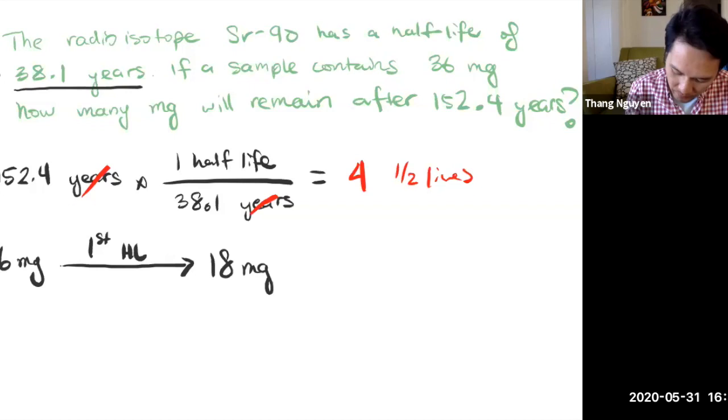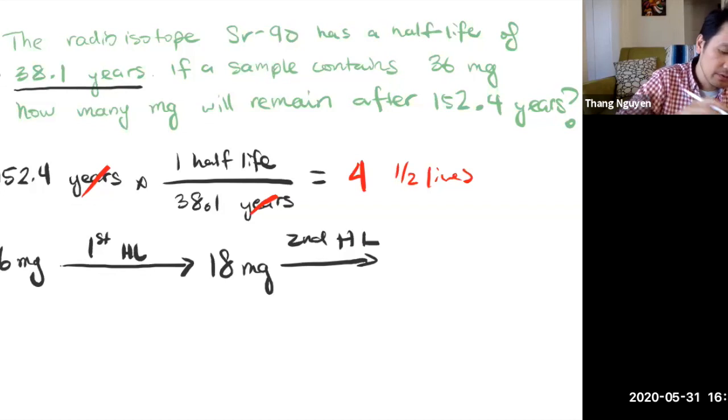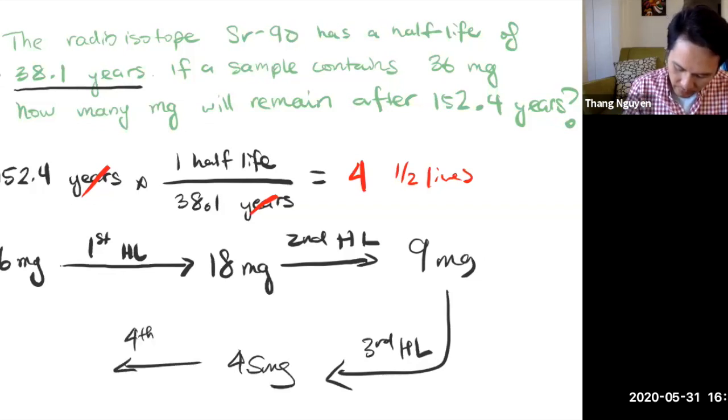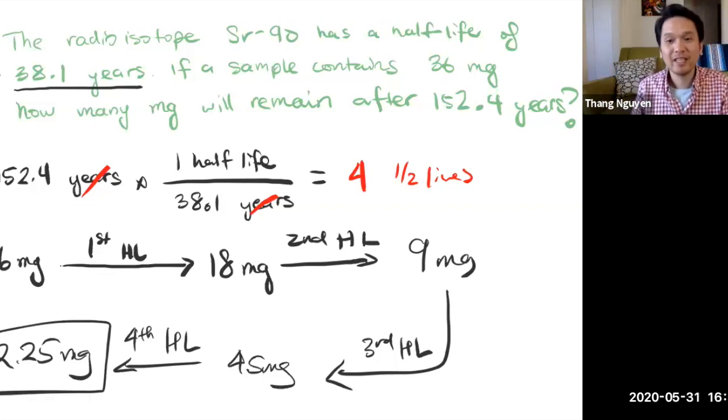So let's do it. The second half-life, divide that by 2, gives you 9 milligrams. The third half-life, divide that by 2, gives us 4.5 milligrams. And lastly, the fourth half-life, divide that by 2, gives us 2.25 milligrams. Well, that's the answer. And we don't worry about sig figs at this point, okay? All right, so that's one type of problem you will see in calculations concerning half-life.